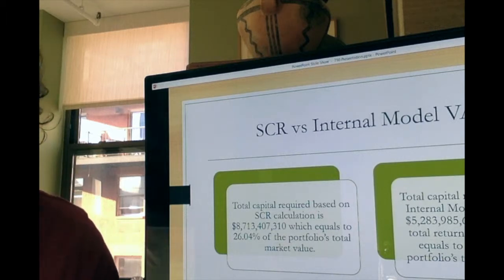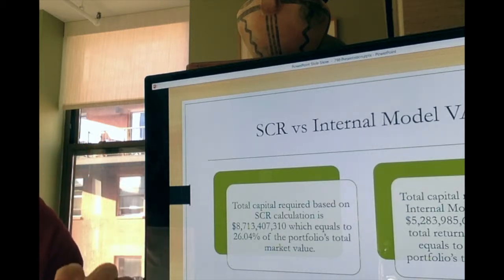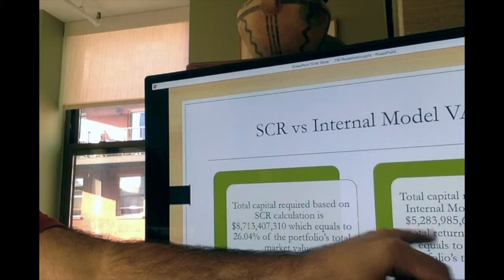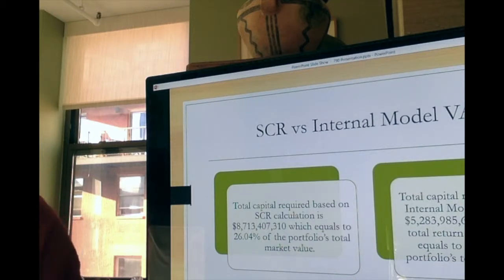On the other hand, when I run the simulations of the total returns 10,000 times and get the 50th smallest number of these 10,000 trials, the number is 5,283,000,000, which equals approximately 16% of the portfolio's total market value. So the company, by applying the internal model, saves 11%.